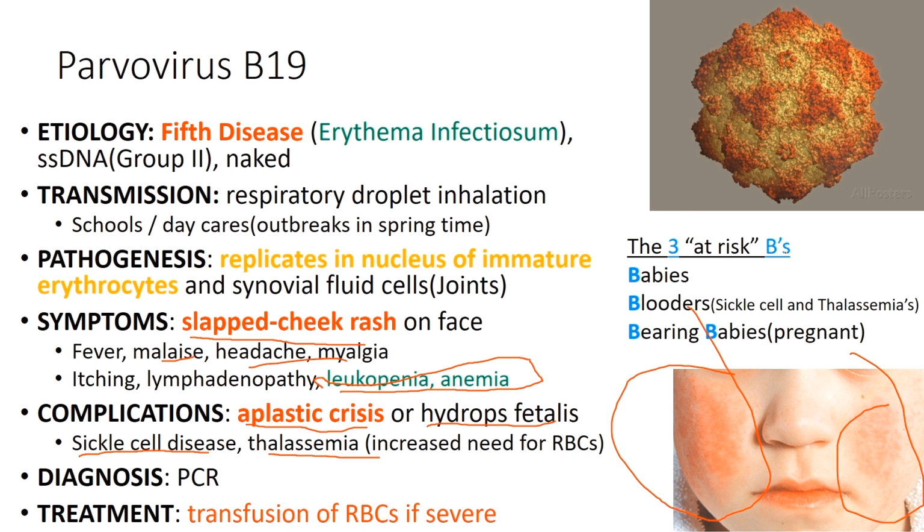So I just put this mnemonic together. This is your 3 Bs. So babies are at risk, right? So your congenitals. Your bleeders, so your bleeders are the ones that have problems with blood, such as sickle cell and thalassemias, because this can actually induce that aplastic crisis, and that's something so high yield, not just for micro, but actually for path. Other things such as bearing babies, so pregnant women are also at risk for parvovirus B19.